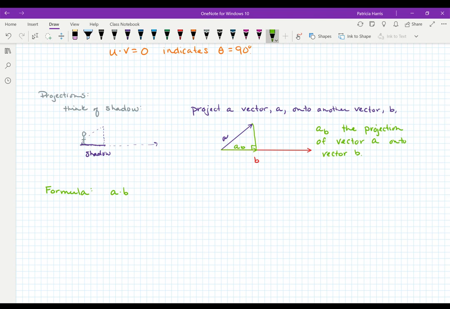The dot product of A times B is equal to the magnitude of B times the projection of A onto B. Okay? So let's try that out. Okay, it's kind of a confusing formula because you're just not used to it. Okay, so I'm going to do a problem that's just basically directly from the assignment.